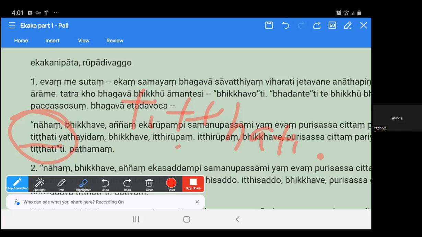Titati. Titanti. Titanti. Titasi. Titati. Titata. Titata. Titami.